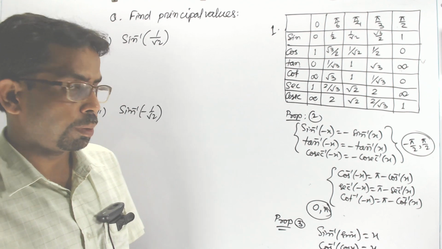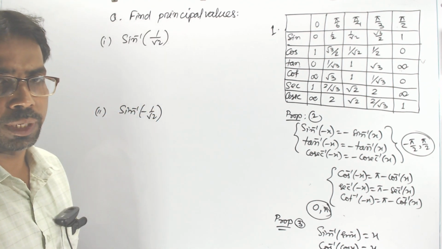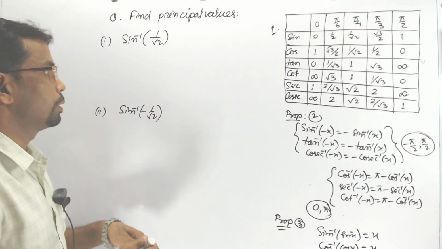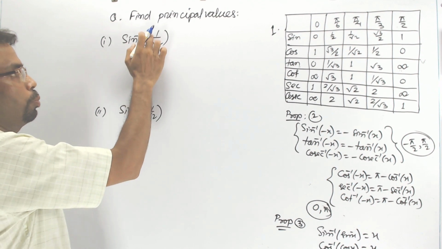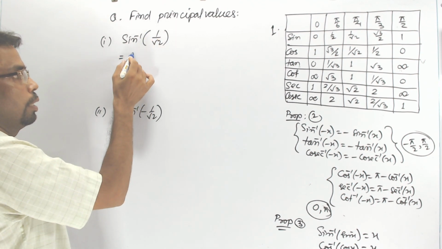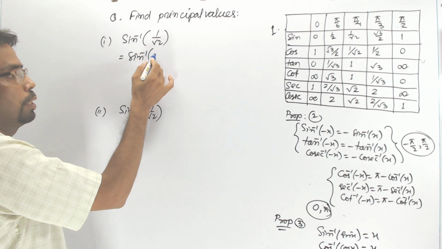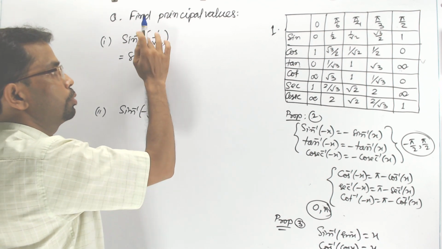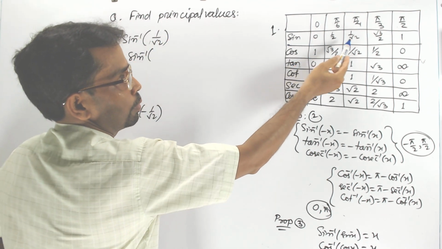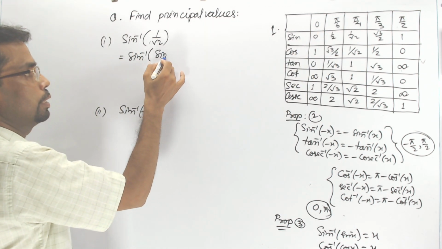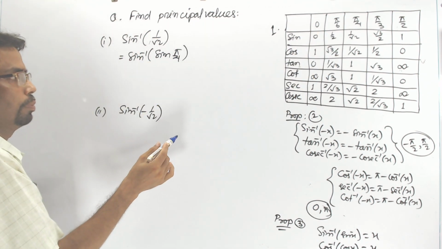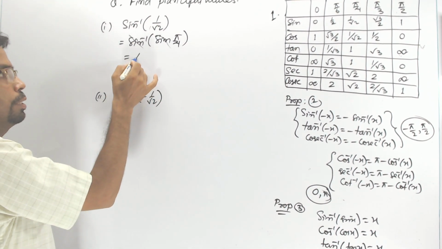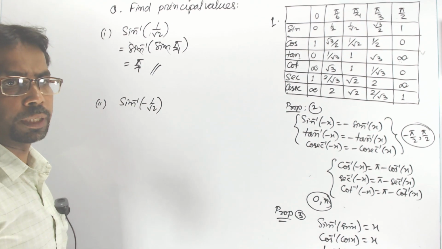To find principal values, for all the 6 ratios I am taking two questions, one with a positive value, another with a negative value. Now you see, first one, sine inverse 1 by root 2. It is positive, and when the value of x is positive, then you have to do nothing, only choose the angle corresponding to 1 by root 2. You see, in sine, 1 by root 2 is pi by 4. So I can write here sine pi by 4. Then according to this property, sine inverse sine gets cancelled, then the answer is pi by 4, and this is the principal value of the given function.